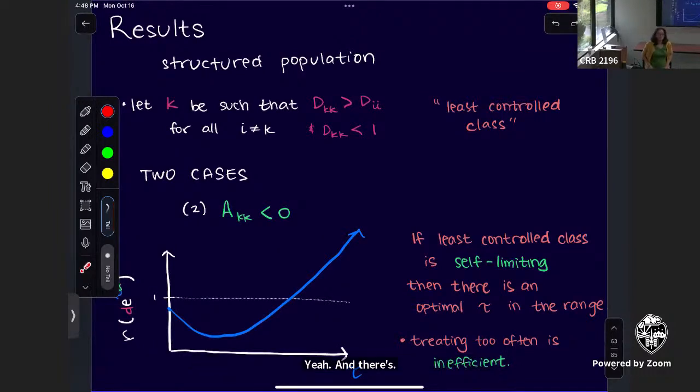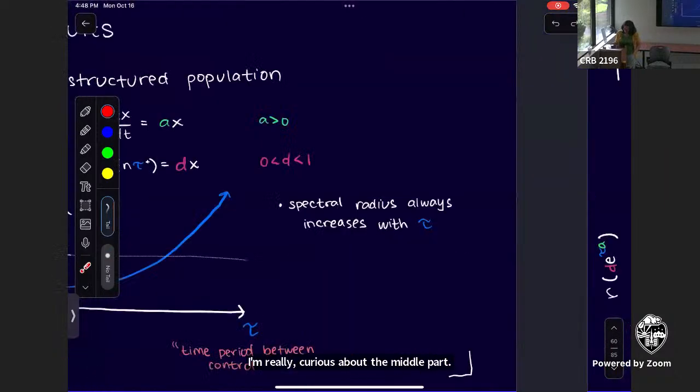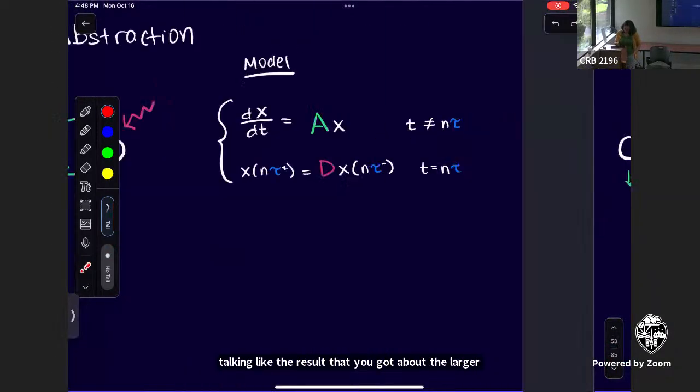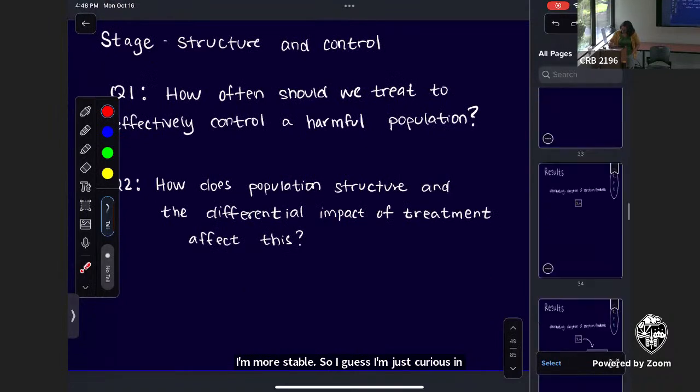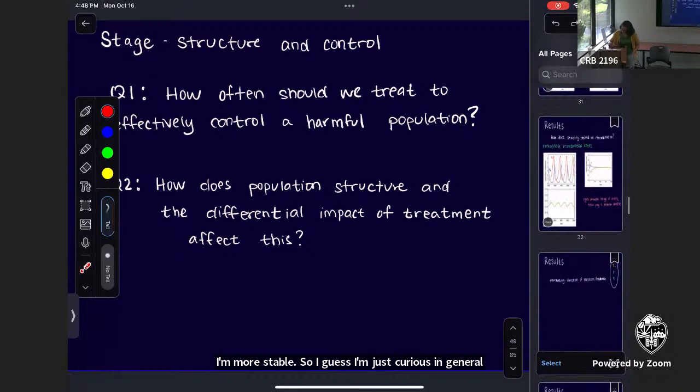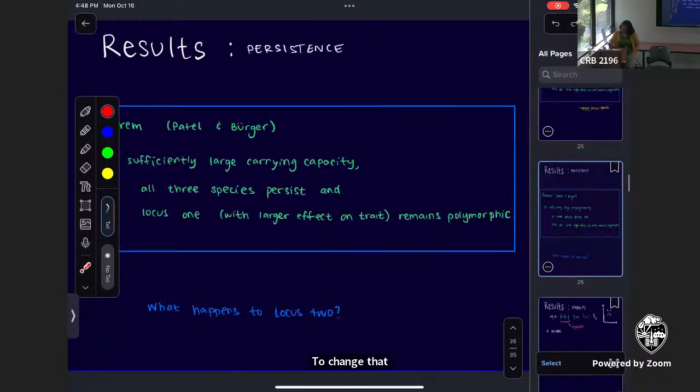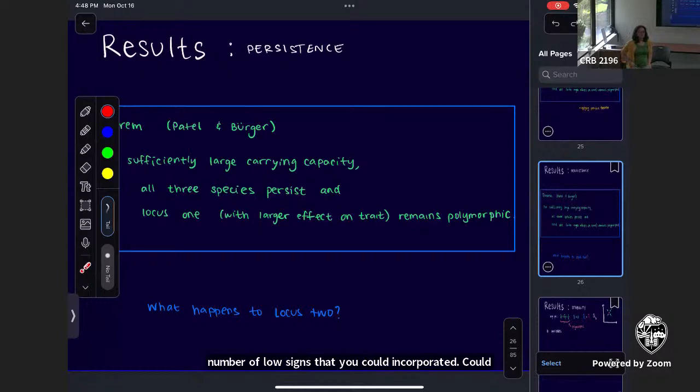Yeah, thanks for a really engaging talk. I'm really curious about the middle part of your talk and the result that you got about the larger effect locus that you modeled leading to a more stable polymorphism. Yes. So I guess I'm just curious in general, how easy or difficult would it be to change that parameter, or the number of loci that you could incorporate into that? Could you model the effect of the locus size or the impact of the locus or the number of loci? Yeah. So, maybe this isn't exactly what you're saying, but I am wanting to look at 3 loci, 4 loci, and so on, and try to build a more general theory and see how that statement holds if you have a model with 3 loci or more.